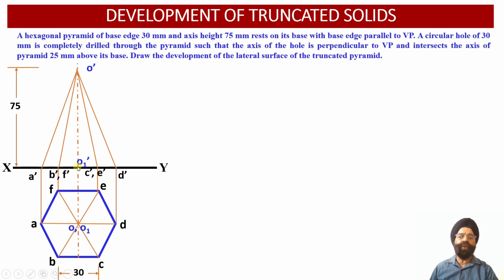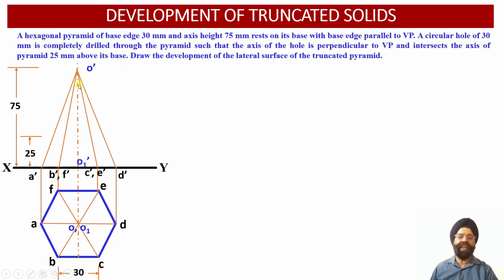Here one thing we need to understand is that all the slant generators OA, OB, OC, OD, OE and OF in the top view projections will be visible to the observer, as the observer looks at this hexagonal pyramid from the top. Now we have been provided with the information that a circular hole of 30 millimeter diameter has been drilled through this pyramid such that the axis of the hole is perpendicular to the vertical plane, and the axis of the hole intersects with the axis of the pyramid at a height of 25 millimeter above its base.